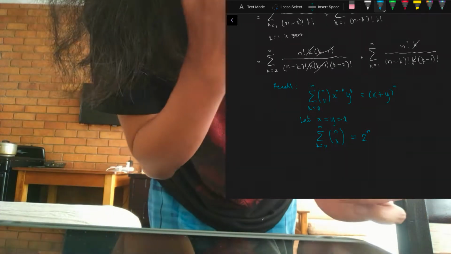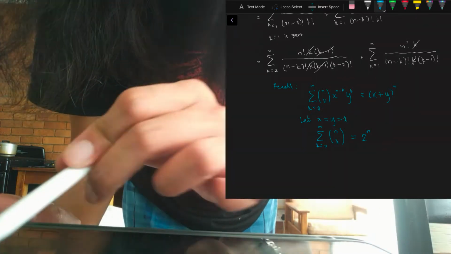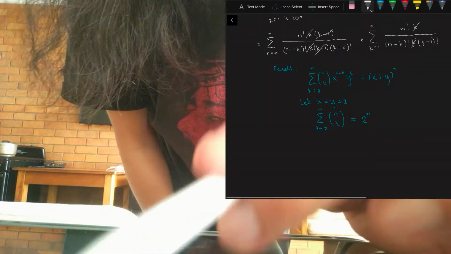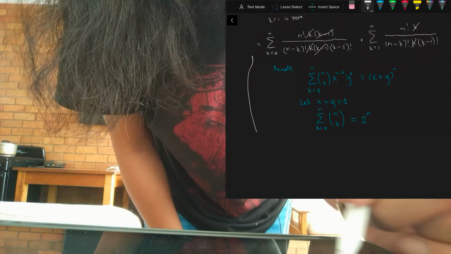But look, in our summations, the first term starts at k equals 2. The second term starts at k equals 1. We want them to start at k equals 0 so that we can use this identity. Okay, so to do that, let's go back here.